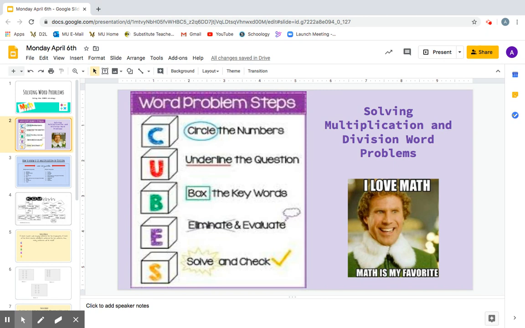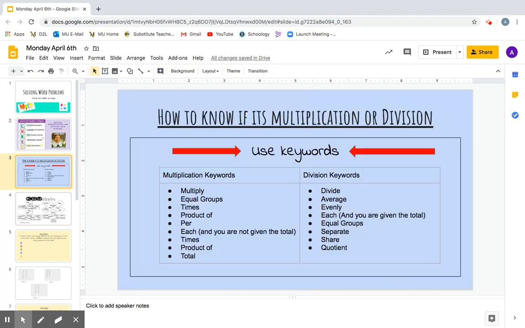So C is to circle the numbers, U, underline the question, B, box the keywords, E, eliminate any information that's not needed and evaluate the problem. S, solve and check your answer. We're also going to talk about some of the key words that can help you identify whether you're going to multiply or divide in the word problem.